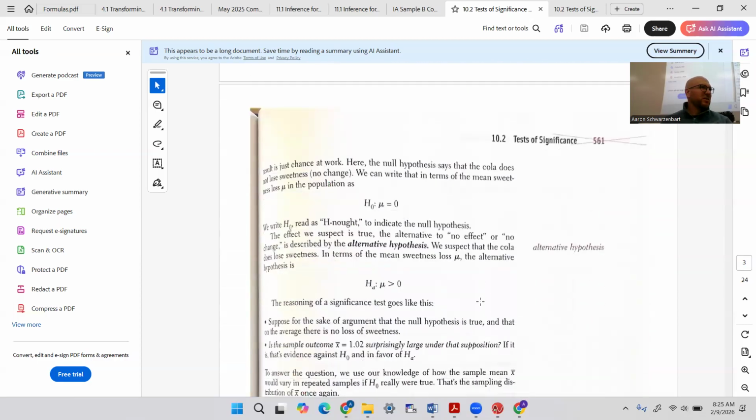So we always have to start with a null hypothesis, and then we'll write an alternative hypothesis. You guys have heard that term? The null hypothesis is the no change case. A lot of times the null hypothesis is H naught: mu equals zero. The actual mean sweetness loss is zero. So the sweetness loss population mean, if we did this with every possible taster, they would average zero.